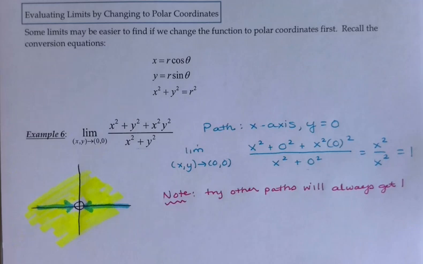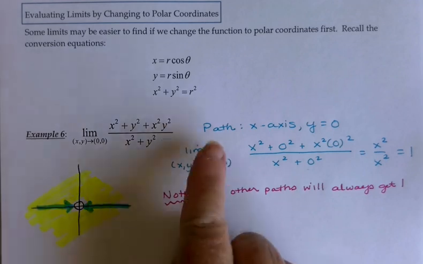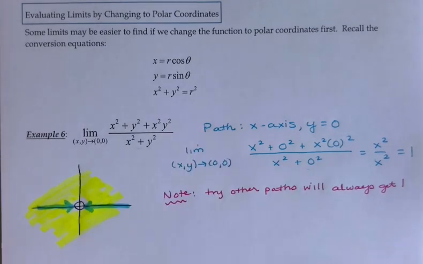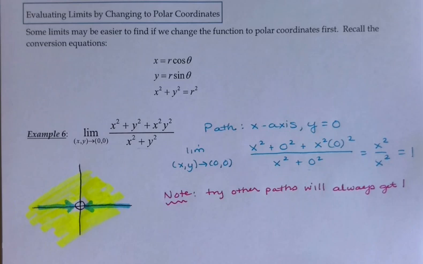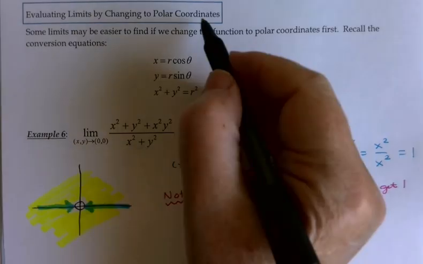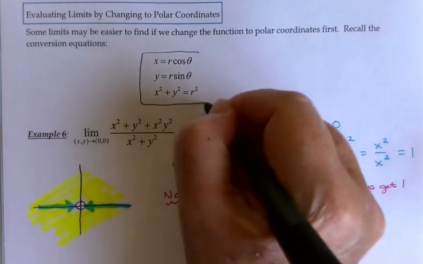So about that time, we begin to get suspicious and say, well, maybe the limit really is 1. The problem is, trying paths, you can never actually show that a limit does exist. You can show it doesn't exist by getting a contradiction, but because there's infinitely many paths, you can never try all infinitely many paths to show that a limit does exist. So we need another method. This isn't going to work every single time, but there are enough problems where it does work that it's helpful. Sometimes it's helpful to change to polar coordinates.